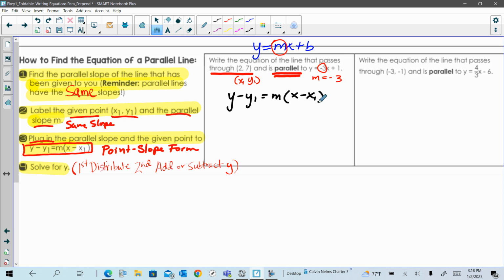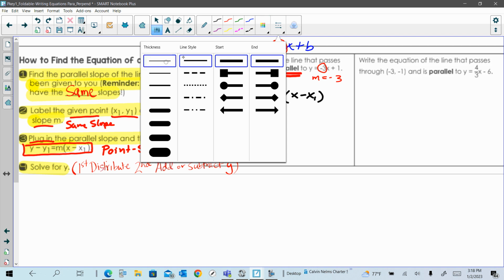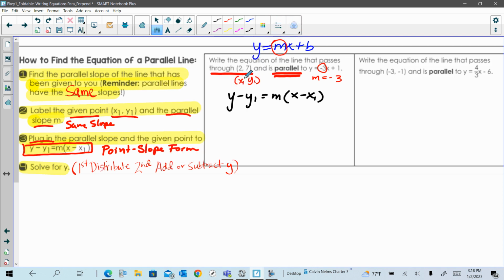So we're just going to substitute the parts in. Here is my x1, the 2. That's going to go inside the parentheses here. Then 7 is my y1. That goes here in front of the equal sign. And our negative 3 is our m. And that goes in front of the parentheses. So when I substitute everything in, this will be y minus 7 equals negative 3 parentheses x minus 2. So that took care of step 3, plugging it into the point slope form.